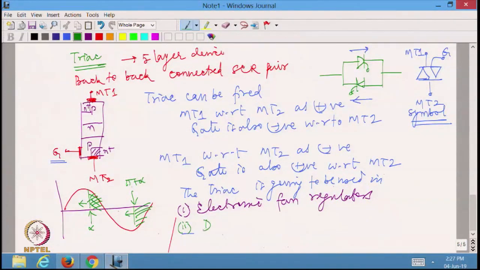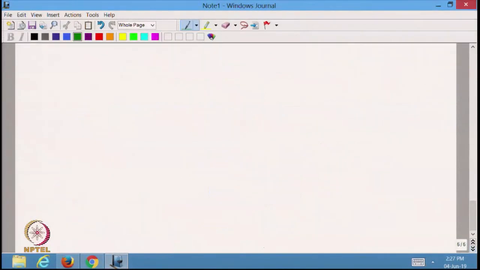It is also used in dimming lamps, either at home or in stadiums and so on. In those cases, the TRIAC is very commonly used for AC voltage control.